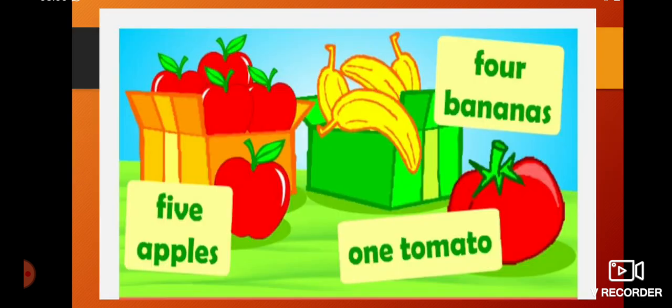So let's begin. Look at the picture. How many apples can you see? Let's count. 1, 2, 3, 4, 5. There are 5 apples in the box. How many bananas can you see? 1, 2, 3, 4. There are 4 bananas in the box. How many tomatoes can you see? There is only 1 tomato. So here apples, bananas, tomato all can be counted by using numbers like 1, 2, 3, 4. So all are countable nouns.